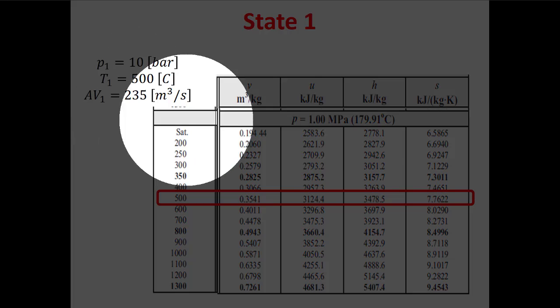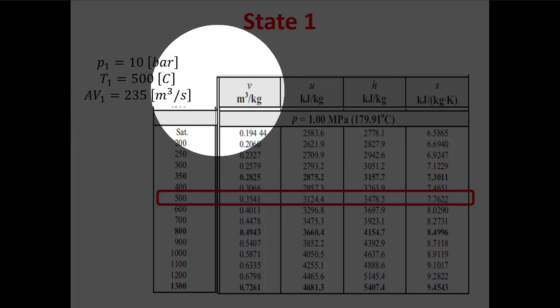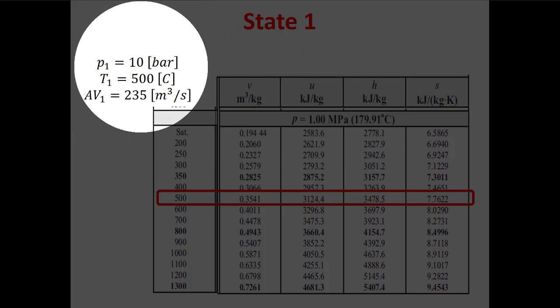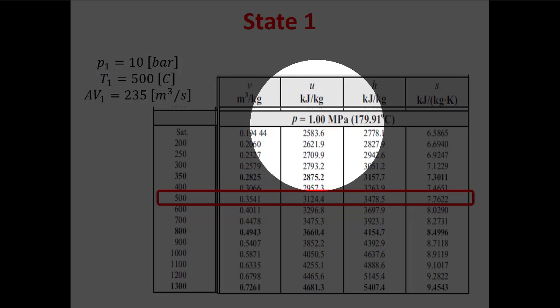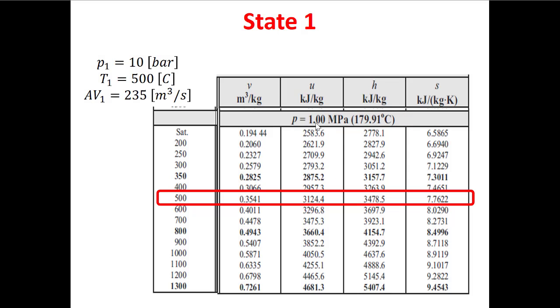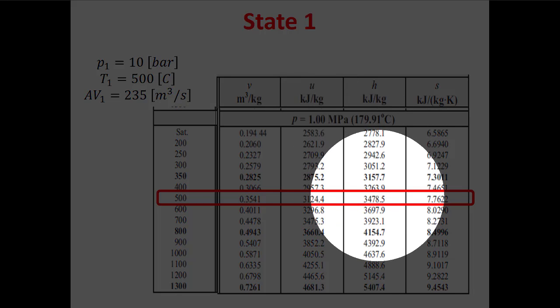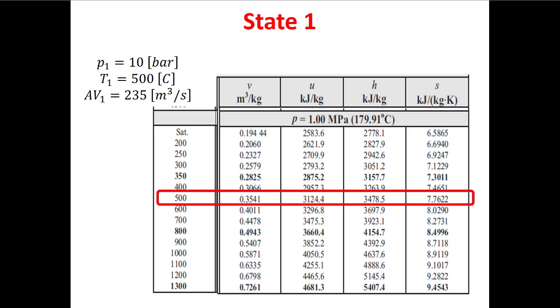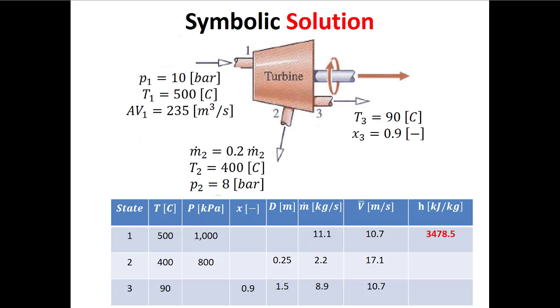So this is a table for 1 megapascal. Remember that if we want to go from bar, which is 100 kilopascals, to megapascals, we divide bar by 10. So 10 bar is equal to 1 megapascal. Here I know the temperature is 500, so I can just read the specific enthalpy off here. It's 3,478.5. So I put that into my table.